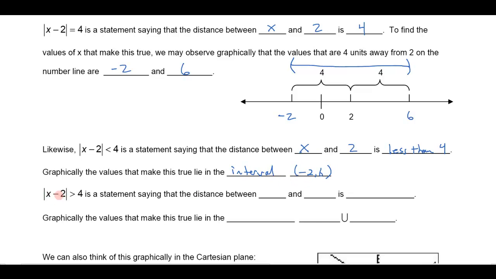Likewise, if I said the absolute value of x minus 2 is greater than 4, this is a statement saying the distance between x and 2 is more than 4 units away.